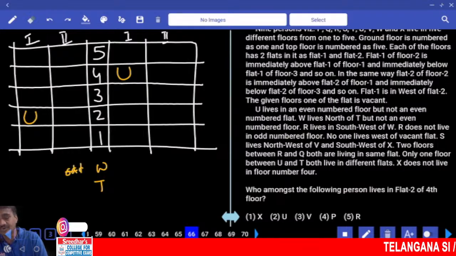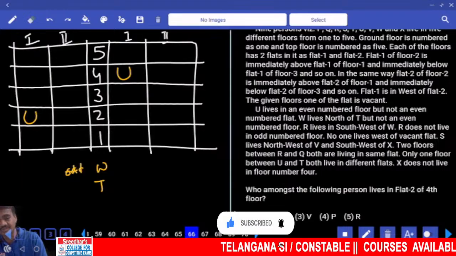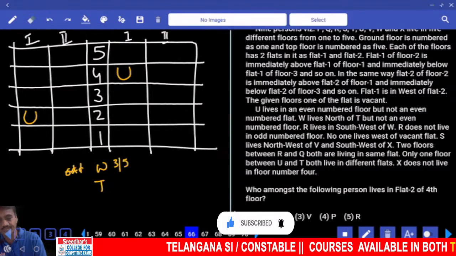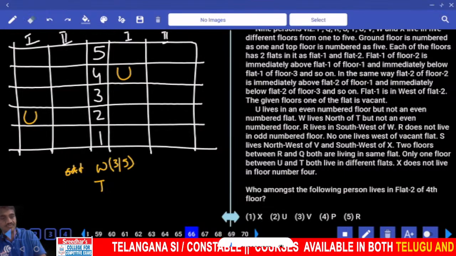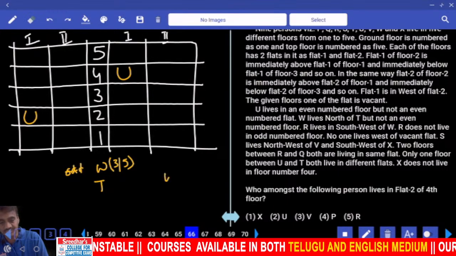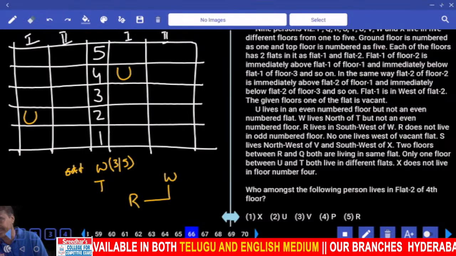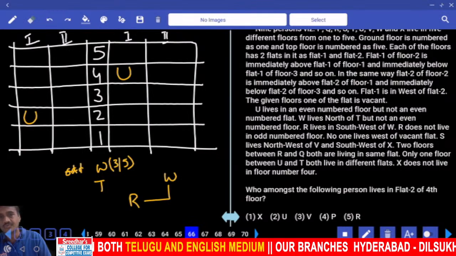W is on an odd number floor above this T, and so W cannot be on the first floor. W can be either on the third floor or the fifth floor. W is either third or fifth. R lives to the southwest of W. As R is to the southwest of W, W is here, R must be here. That means W must be in the second flat, R must be in the first flat.